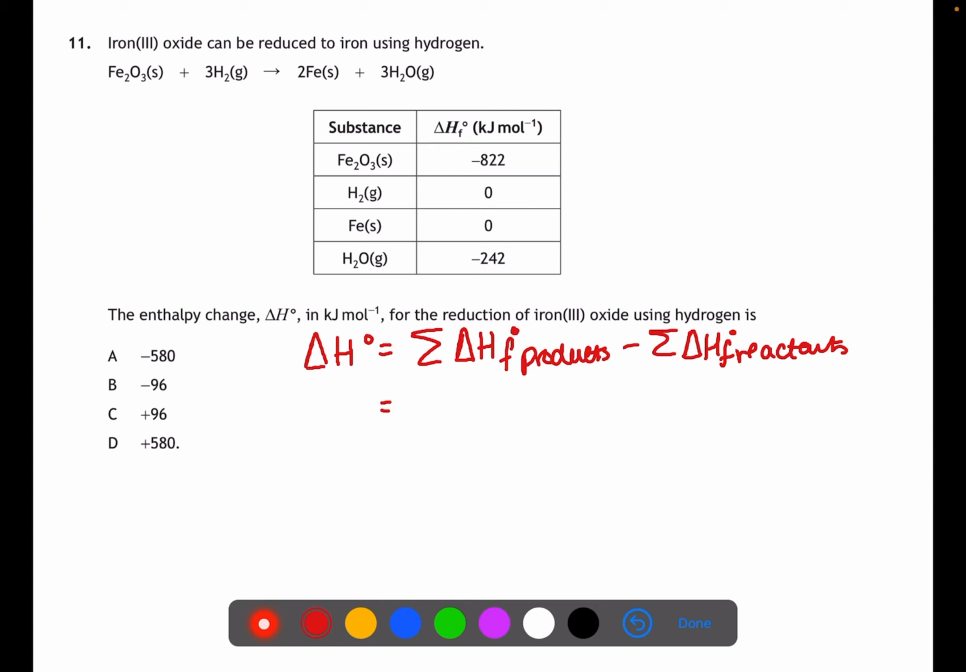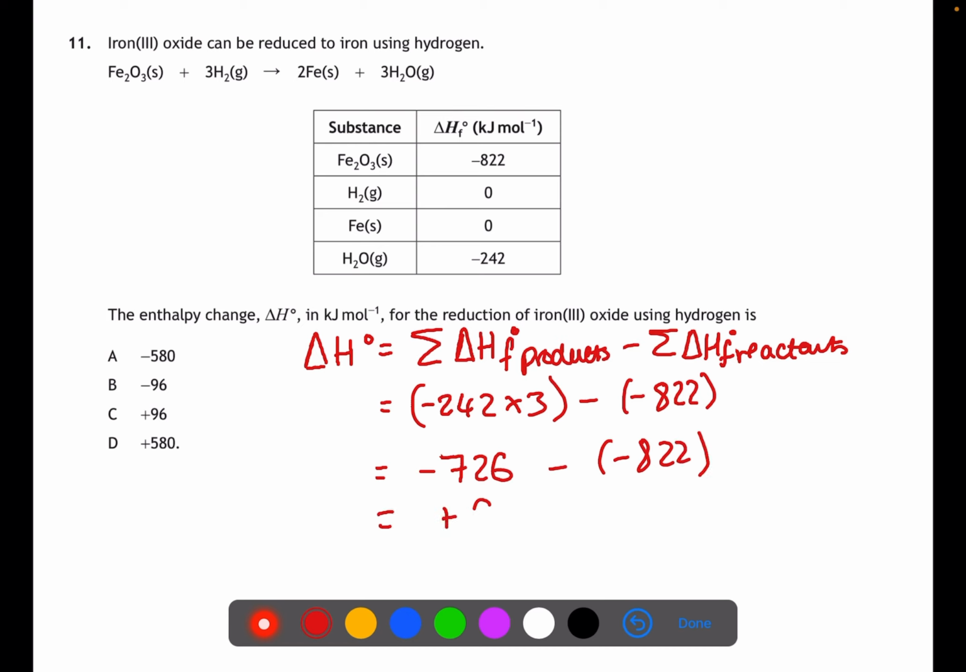So for our products we have iron, which is 0, plus water, which is negative 242. Now we need to multiply that by 3 because there's 3 in the balanced equation. And then we look at the reactants. The reactants are iron oxide, which is negative 822, and then hydrogen, which is 0. So here we have negative 726 minus negative 822, which equals positive 96.